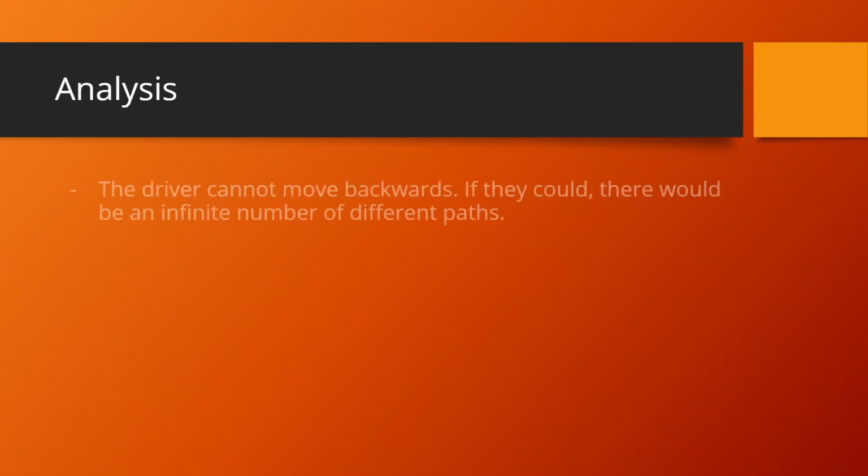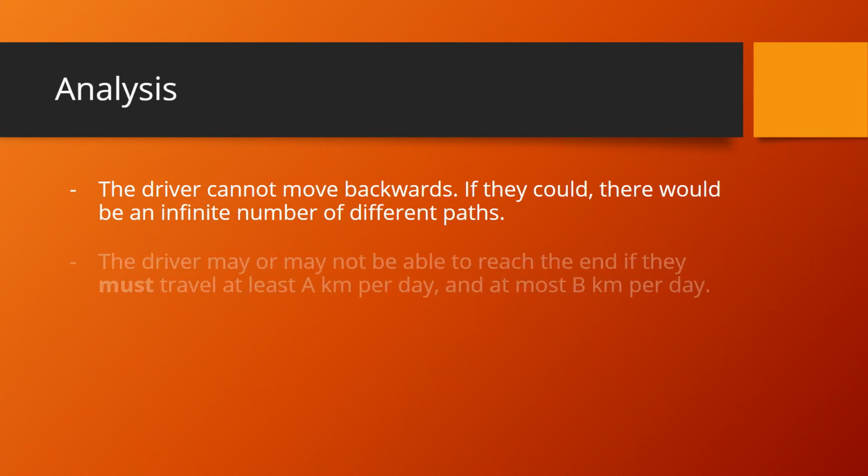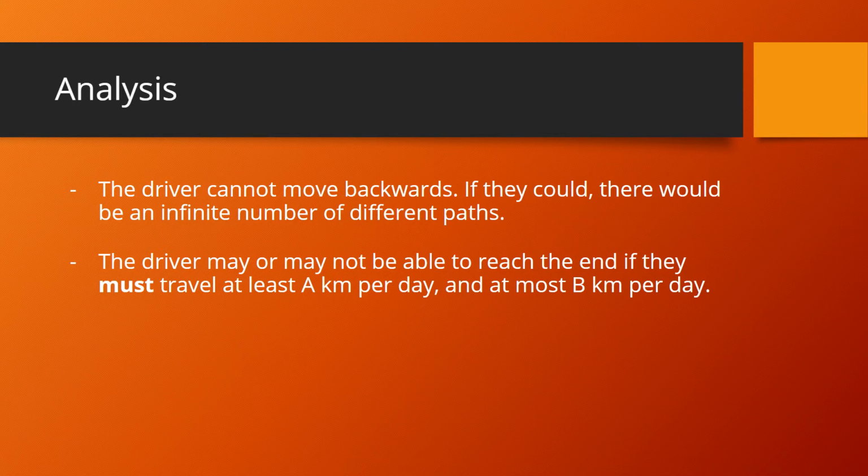Now I will begin to analyze this problem. First, it is important to note that the driver cannot move backwards during any given trip. If the driver could move backwards, they could move indefinitely between two motels, and that would result in an infinite number of different paths. Also, it is important to note that the driver may or may not be able to reach the end if they must travel at least A kilometers per day and at most B kilometers per day, in which case the number of different paths to the end would be 0.